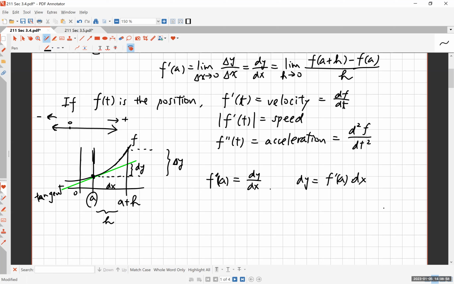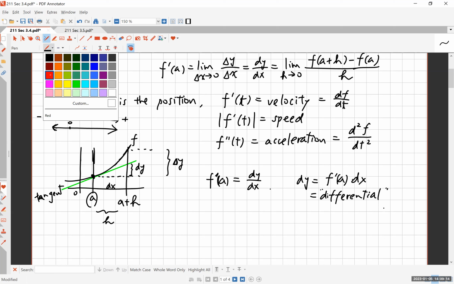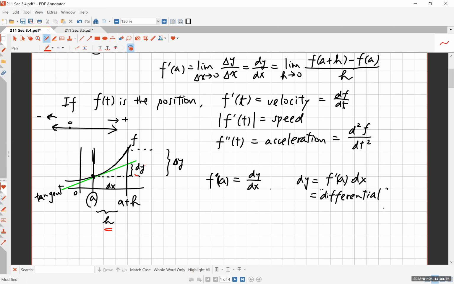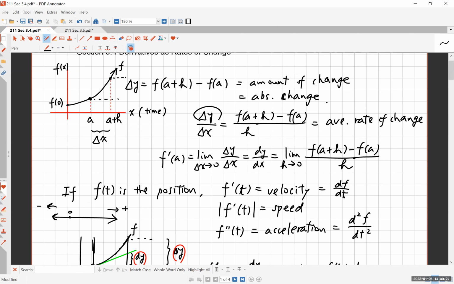That's no problem. This thing is called the differential of f at the point A. And the point is, no pun intended, when h is really small, dy can be used to approximate delta y. Now, delta y can easily be calculated by the formula we had right here, right? So why bother to approximate this?